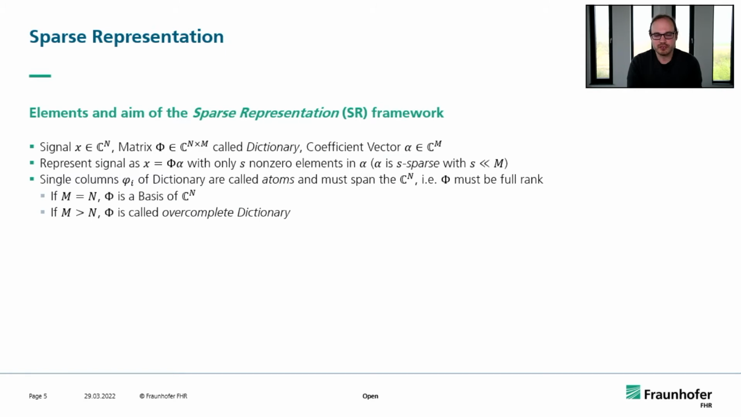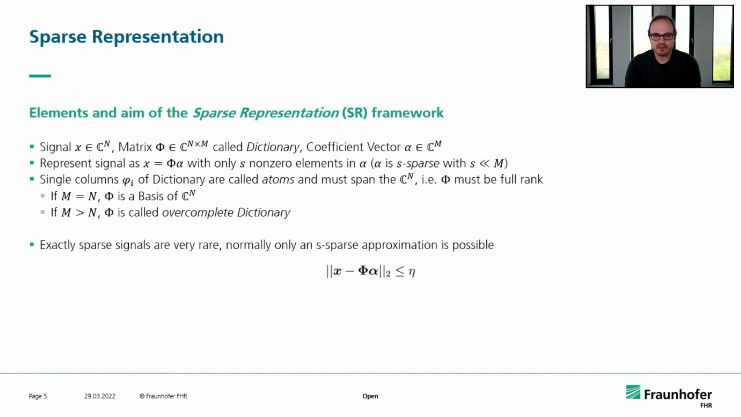First, short definitions of the elements that are used here. We use a signal X, a complex signal actually, so we use the raw data of the radar later. And we have a matrix phi that we call dictionary and a coefficient vector alpha. This is an overcomplete system, meaning that the dimension of alpha is much higher than the dimension of X. So we have an underdetermined system of equations if we want to represent this linearly. And this is the regular case, that we have these so-called overcomplete dictionaries.